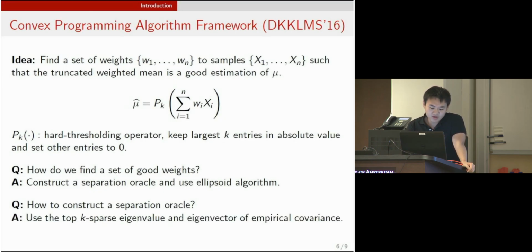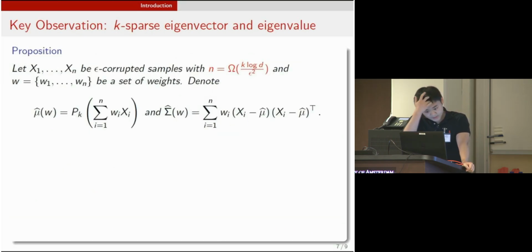We will use the top k sparse eigenvalue and eigenvector of the empirical covariance. To be specific, this is our main observation. Let x1 to xn be epsilon-corrupted samples, with the number of samples on the order of k log d over epsilon squared, and let w1 to wn be a set of weights. We consider these two quantities. The first one is our truncated mean estimation. The second one is the weighted empirical mean.